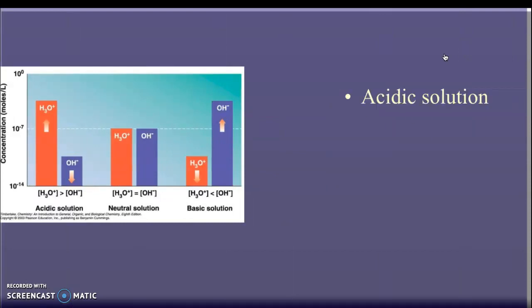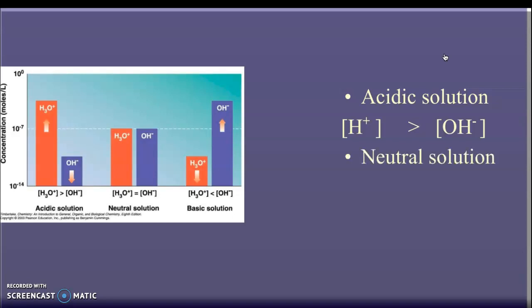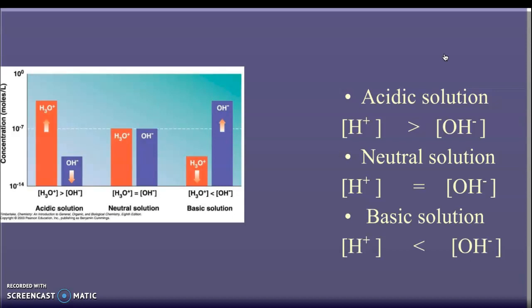But right now I just want to make it clear that in an acidic solution, the concentration of H plus ions or hydronium ions is always going to be higher than the OH minus. In a neutral solution, they're going to be equal, like we had in water. And then in a basic solution, the hydronium is always going to be less than the hydroxide.